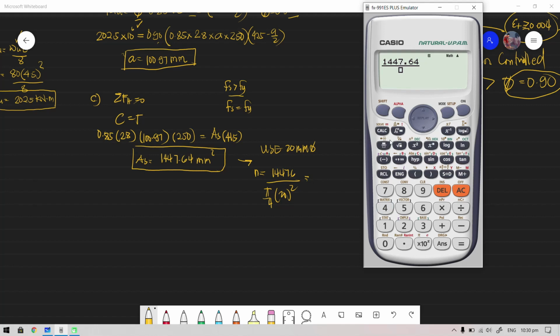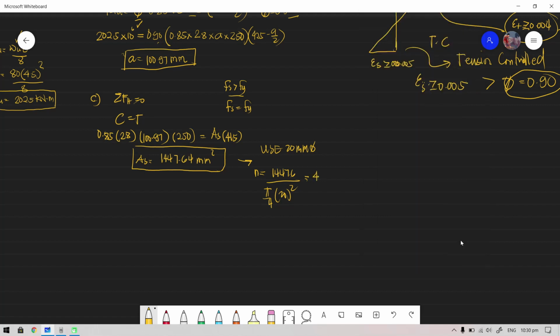0.64 over 4 squared. So, 4.6. Let's say, gawin natin 5. 5 pieces. Yan, 5 pieces na 20 mm. Okay? So, let's say kung kukunin mo na kung ilang 25, palitan mo lang to. So, that is how you solve the AS.